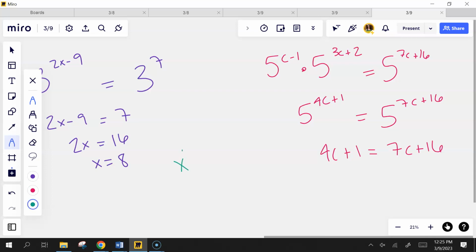If you have x squared times x to the third, tell me what you do. It'll be x to the fifth. Now, if you had x squared to the third, if it was a power to a power, that's when you multiply. All right, so minus, I got negative 15 equals 3c, so c is negative 5. Everybody okay with that?